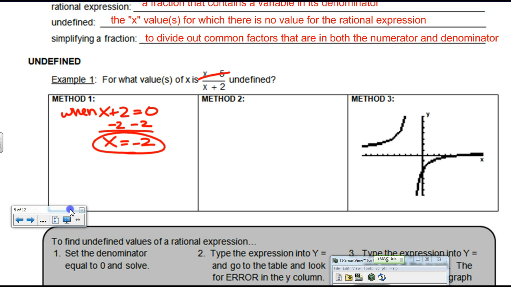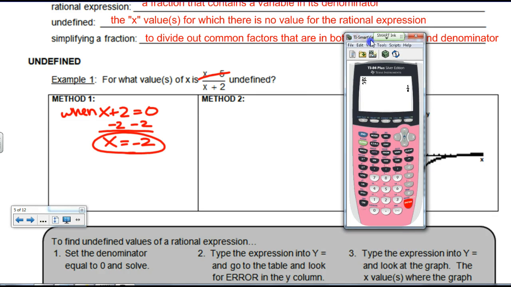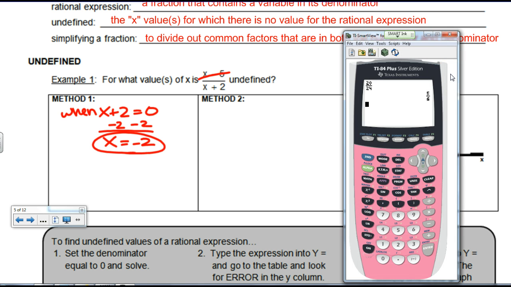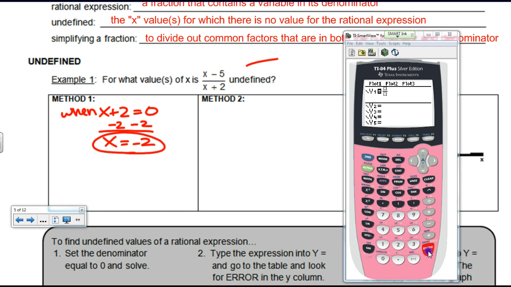Method number 2. Just to type this in and show you what happens visually and on the table of values. If I were to type in x minus 5, let me go back. Okay, x minus 5 over x plus 2.